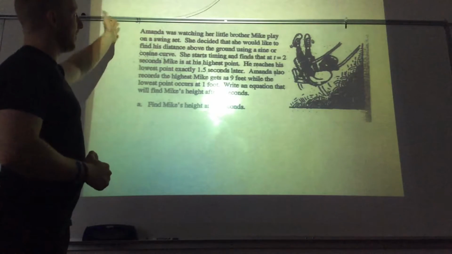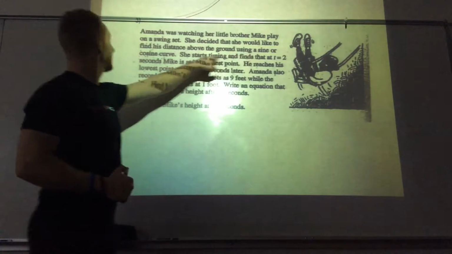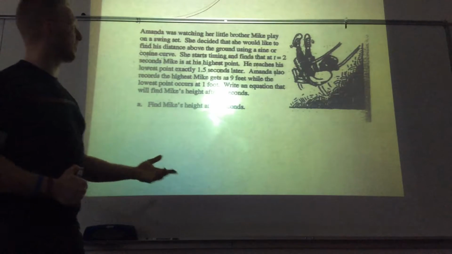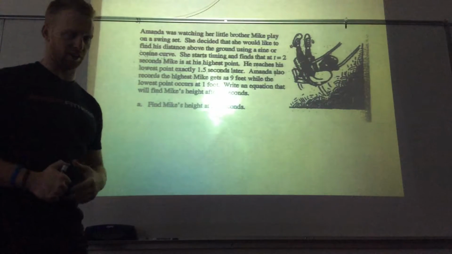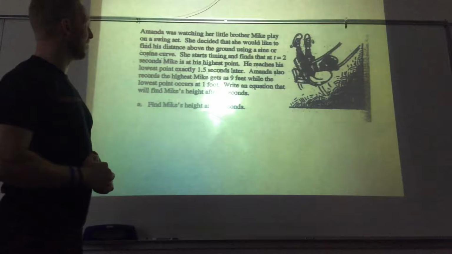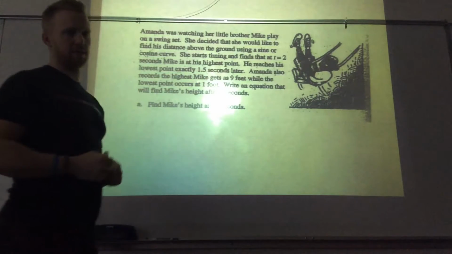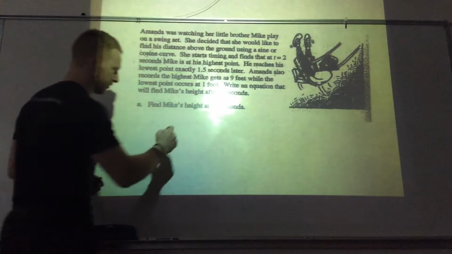So, Amanda was watching her little brother Mikey play on a swing set. She decided she would like to find his distance above the ground using a sine or cosine curve. This girl sounds like a nerd. She starts timing and finds that at 2 seconds, Mikey is at his highest point. All right, sketch a sine or cosine curve to start.